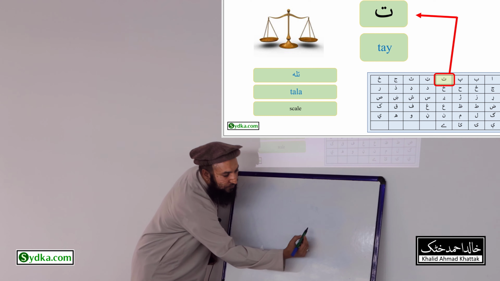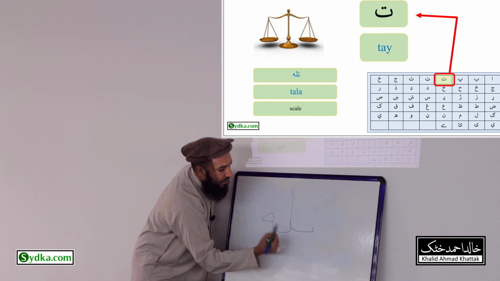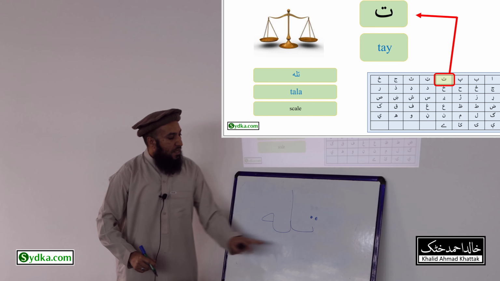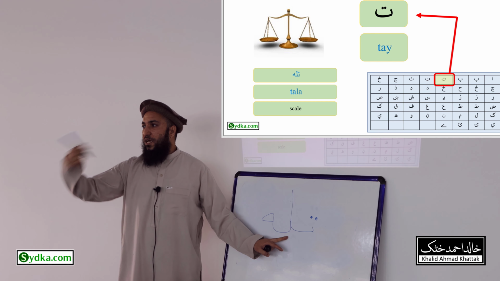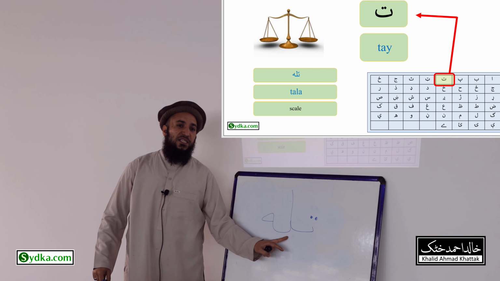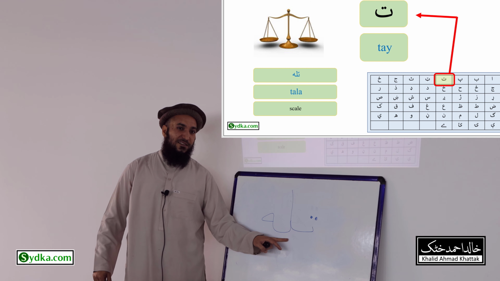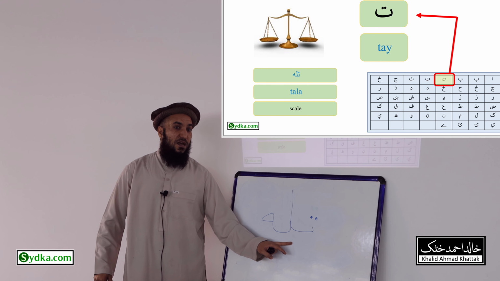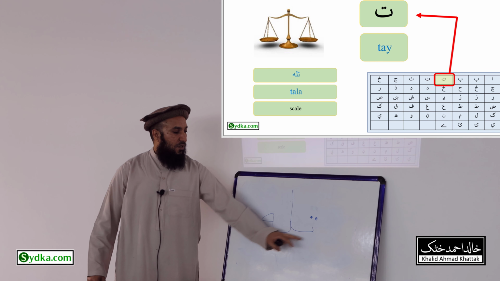And how to write it? Te, lam, he. Is the lam a connector or non-connector? Connector. Don't say it until I ask you, okay? Non-connector. Why is it non-connector? It is connected. You see, look, it's connected with te, it's connected with he. So it is a connector, good. It's a connector because it's connected with both letters.